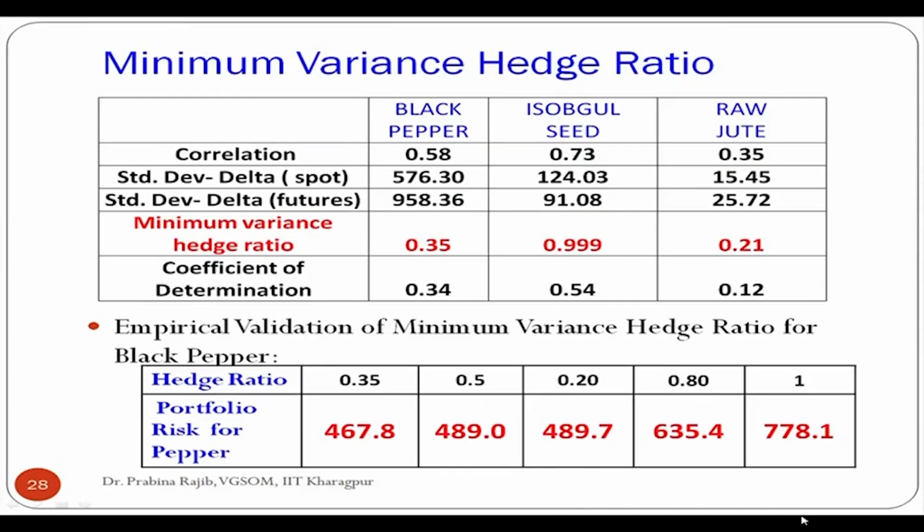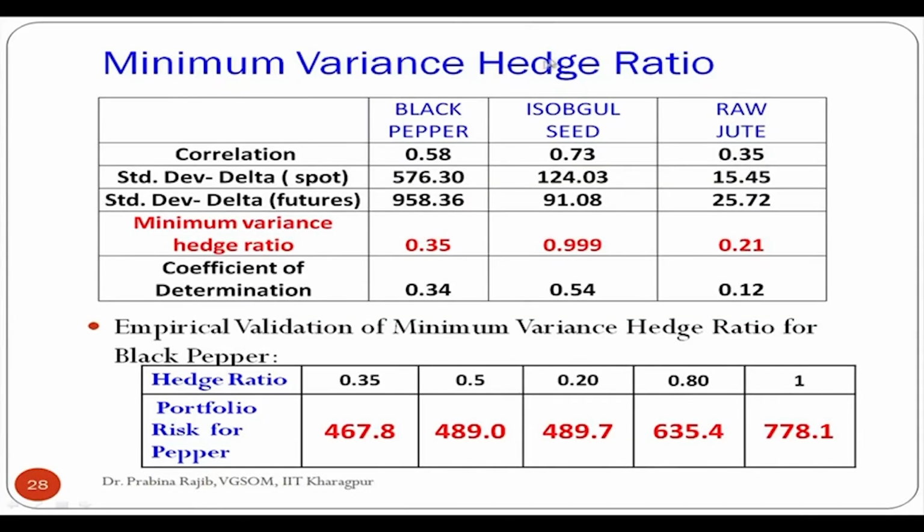But before I discuss whether the minimum variance hedge ratio can be greater than 1 or not, let's summarize what we found for the three commodity contracts listed at NMC. Let's focus on the details given on the screen. Black pepper had a minimum variance hedge ratio of 0.35, isabgol seed had 0.999, or equivalent to 1, and raw jute has 0.21, with the coefficient of determination respectively given.